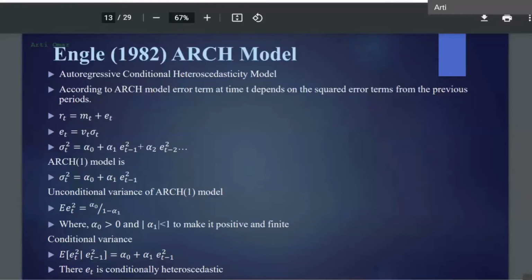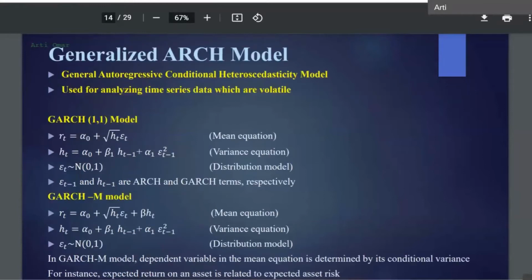Let's discuss the GARCH model. The full name is Generalized Autoregressive Conditional Heteroscedasticity model, and it is used for analyzing time series data which are volatile. I've given the GARCH 1-1 model. In the GARCH 1-1 model, we have three parts: the mean equation, the variance equation, and the distribution model.